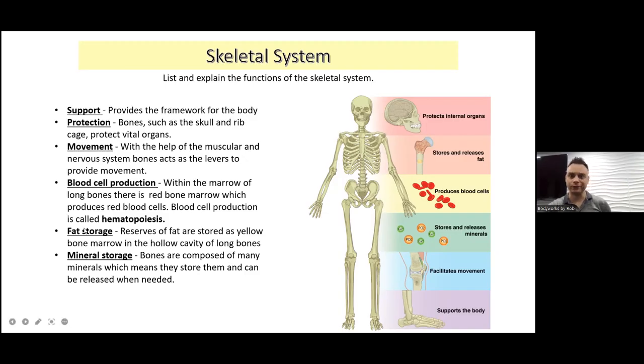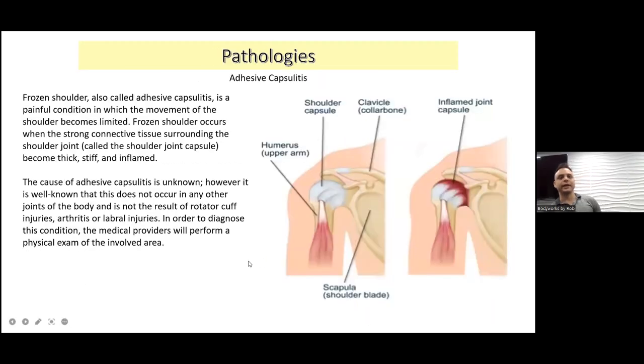Stay tuned for more information. So let's go ahead and look at some pathologies related to the skeletal system, joints in general, and related structures like the ligaments and stuff like that. So our first one up is the technical term for adhesive capsulitis. Adhesive capsulitis, in simplified layman's terms, is frozen shoulder, right?